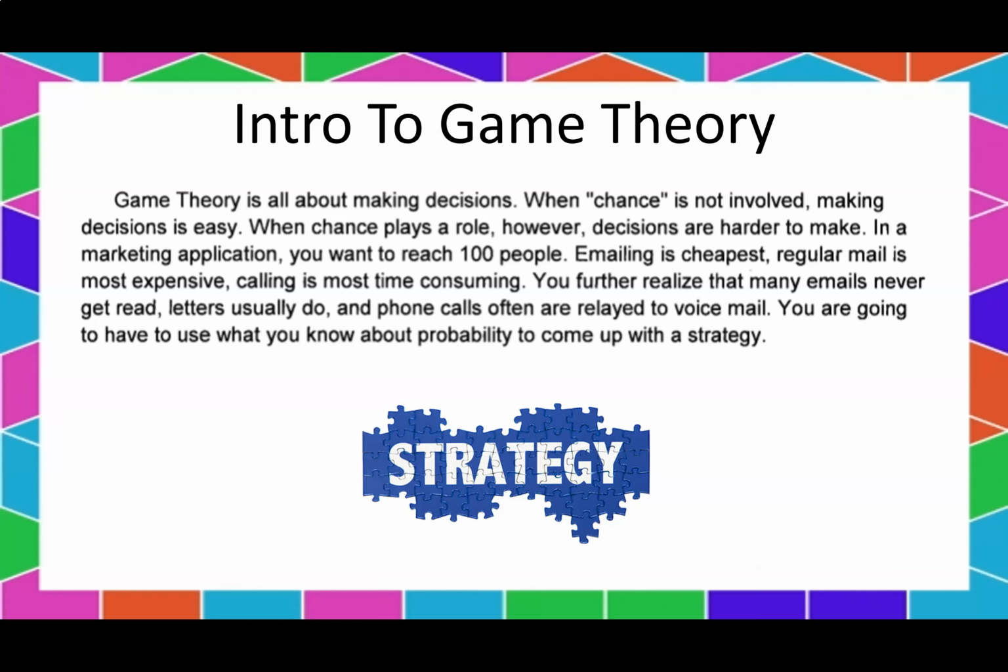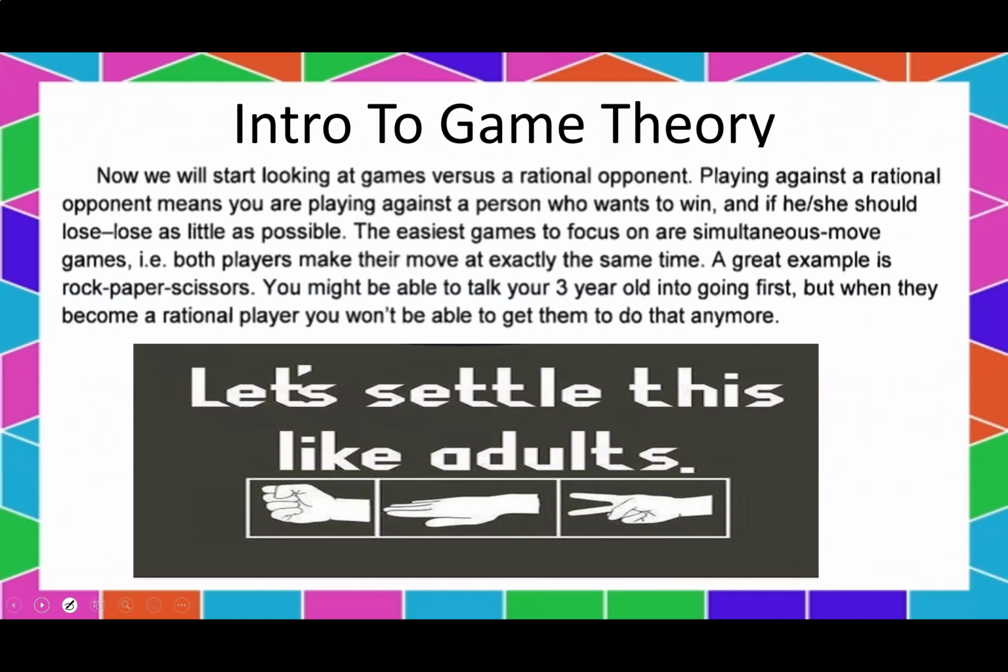In a marketing application, let's say you want to reach 100 people. We know emailing is the cheapest, regular mail is most expensive, and calling is most time-consuming. You then realize that many emails never get read, letters usually do, and phone calls often are relayed to voicemail. You're going to have to use what you know about probability to come up with a strategy. So this is a much more complicated situation than probability because we have a lot of situations going on that impact our decisions.